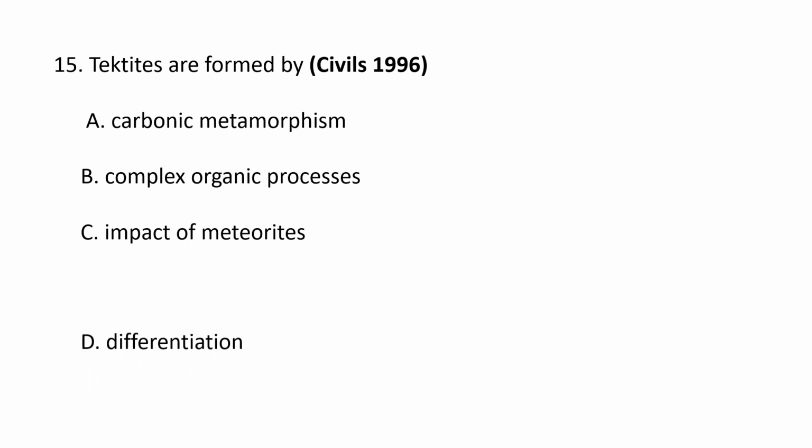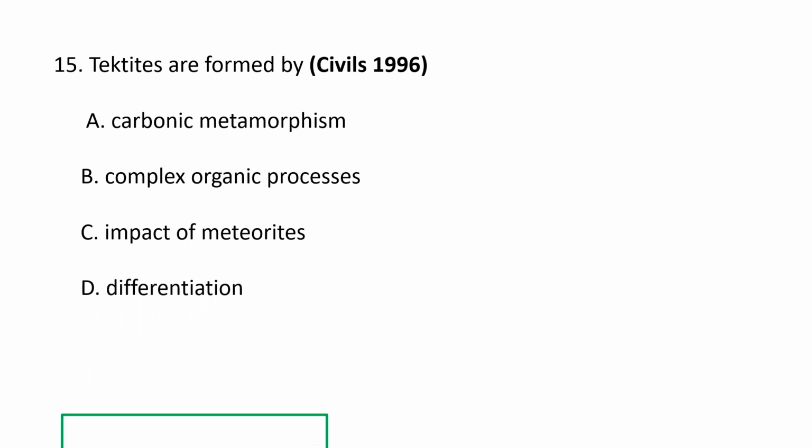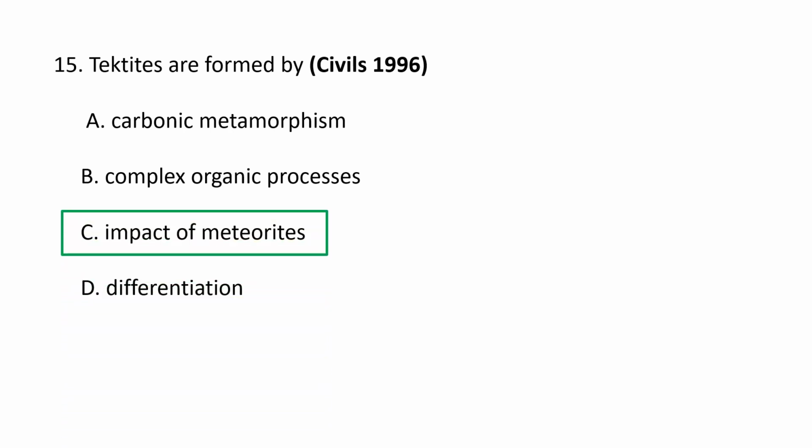Next question. Tektites are formed by A. Carbonic metamorphism, B. Complex organic processes, C. Impact of meteorites, and D. Differentiation. So tektites are formed by impact of meteorites, which are extraterrestrial matter hitting the earth.